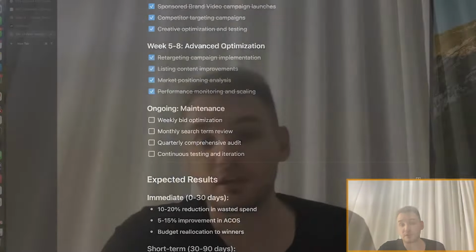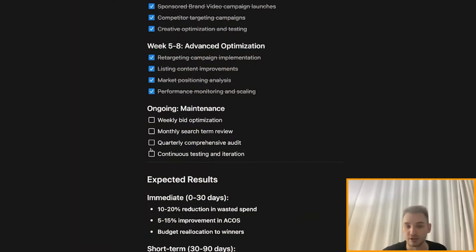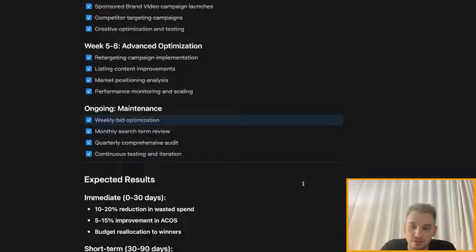Weekly maintenance includes weekly bid optimization, monthly search term review and harvesting, quarterly comprehensive audit, and continuous testing and iteration. If your current agency is not doing your audit at least every quarter, I recommend you guys find another agency, because doing audits is not just when you hire an agency. Audits should be done on a continuous basis, because the marketplace changes, there is new competition, and it's important we audit this account as often as possible.